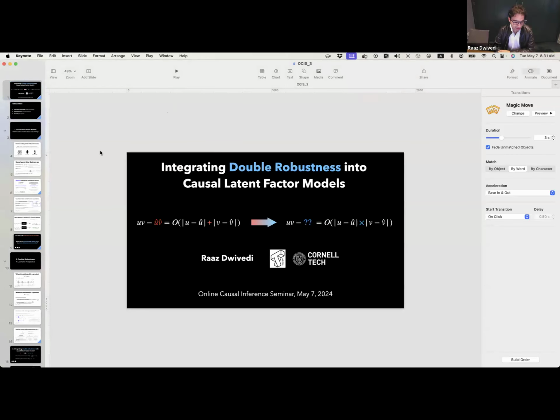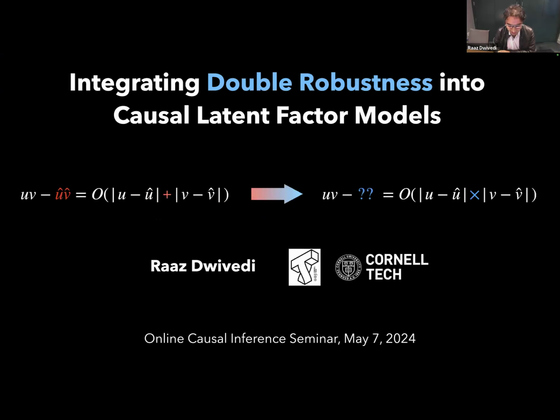Do you see my screen? Yes, and hopefully the correct one? Yes, we do.